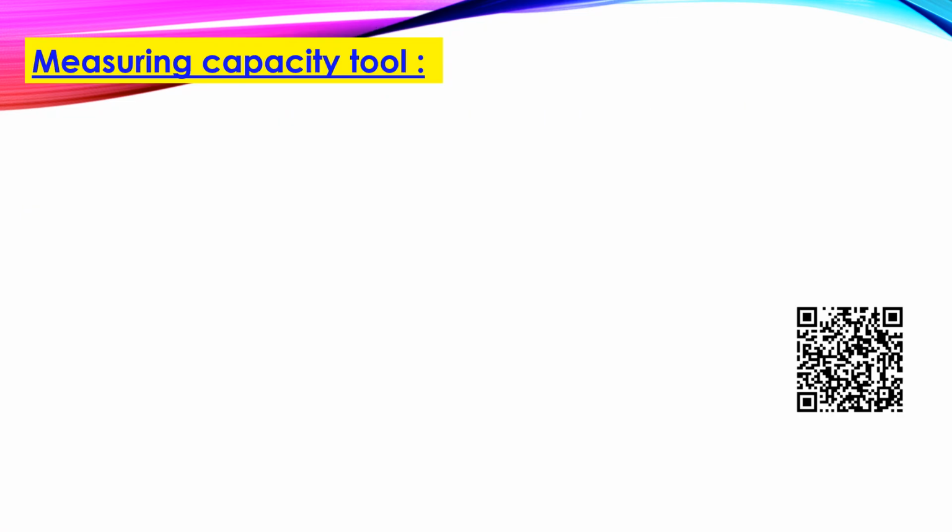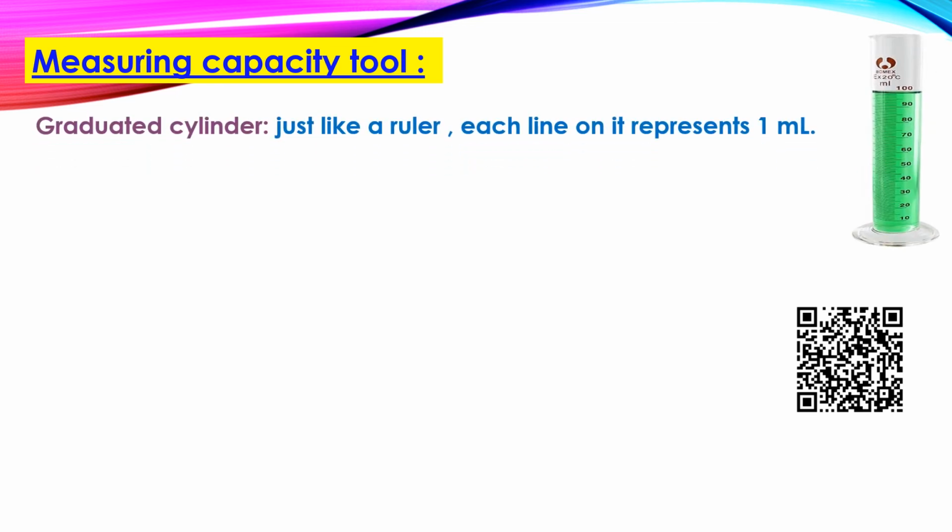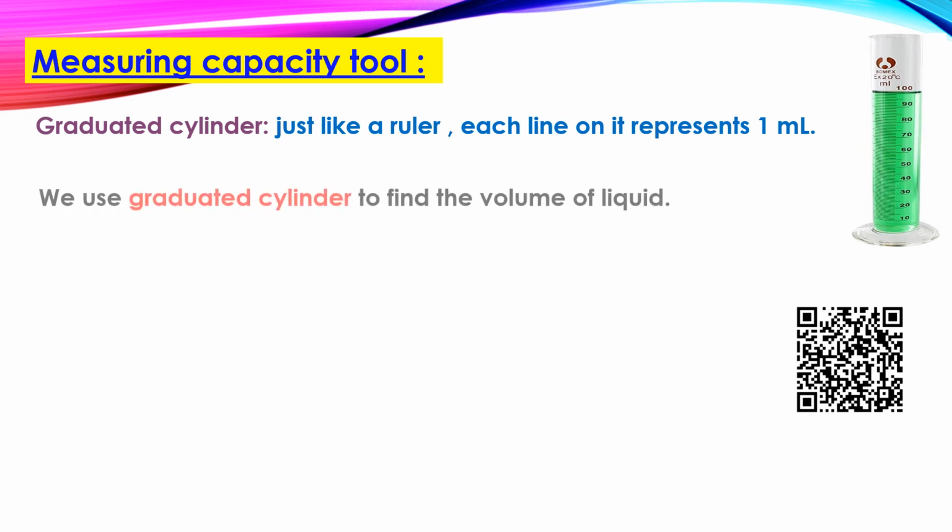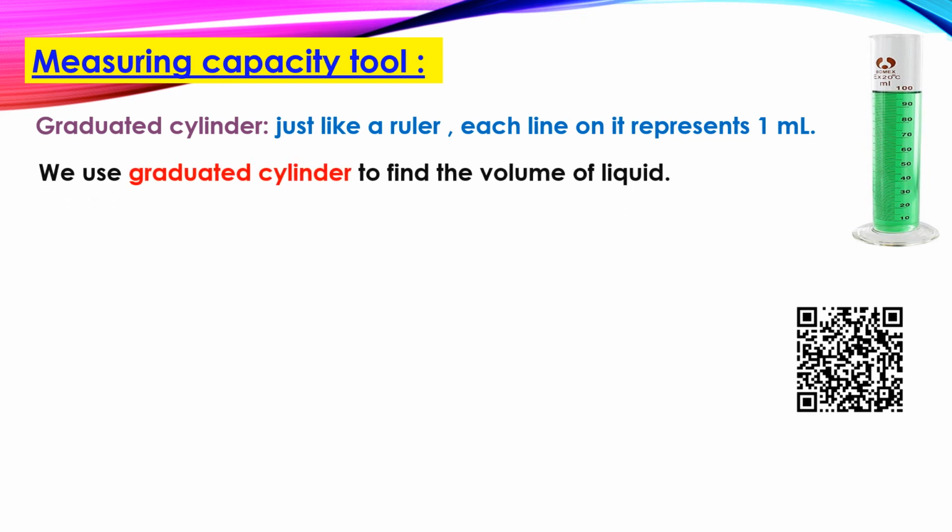Now the measuring capacity tool, okay? It's called a graduated cylinder. Just like a ruler, each line on it represents 1 milliliter. Look at this picture here, it's called a graduated cylinder, okay? And each line or each dash inside it represents 1 milliliter. We use it to get the volume of liquid, or the capacity, okay?